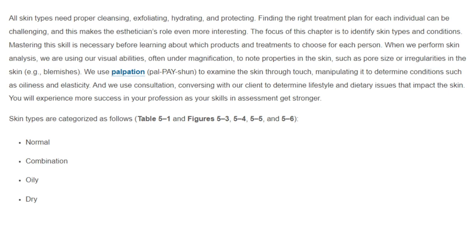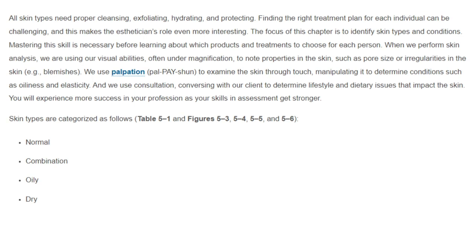Finding the right treatment plan for each individual can be challenging, and this makes the esthetician's role even more interesting. The focus of this chapter is to identify skin types and conditions. Mastering this skill is necessary before learning about which products and treatments to choose for each person.